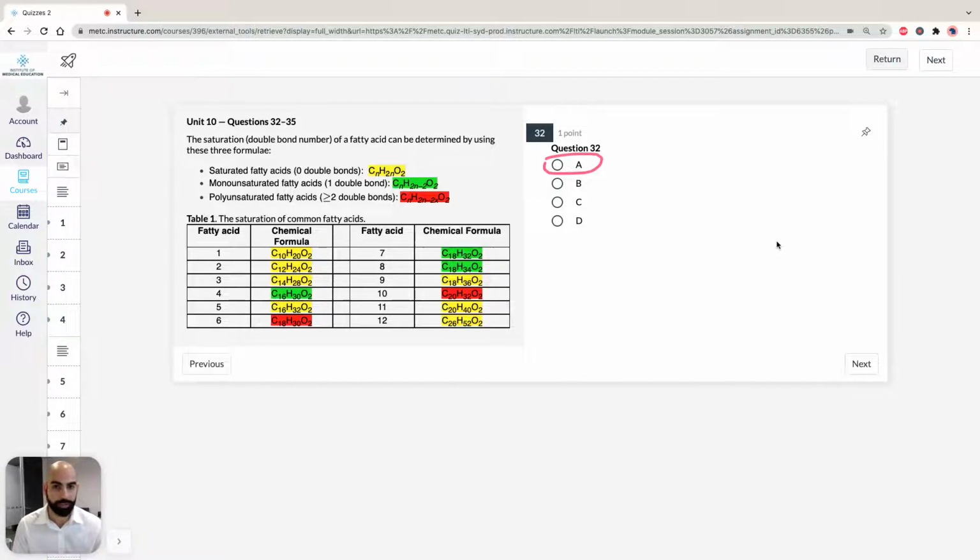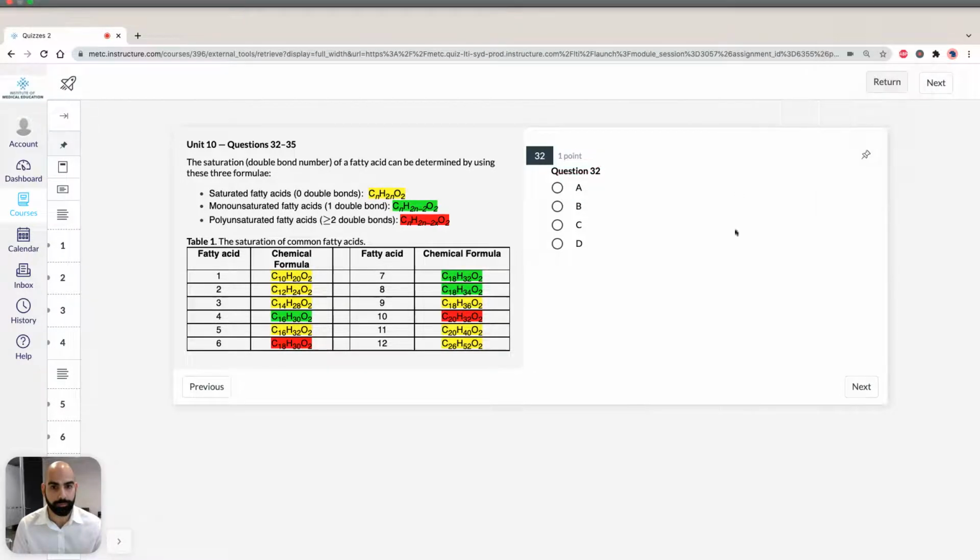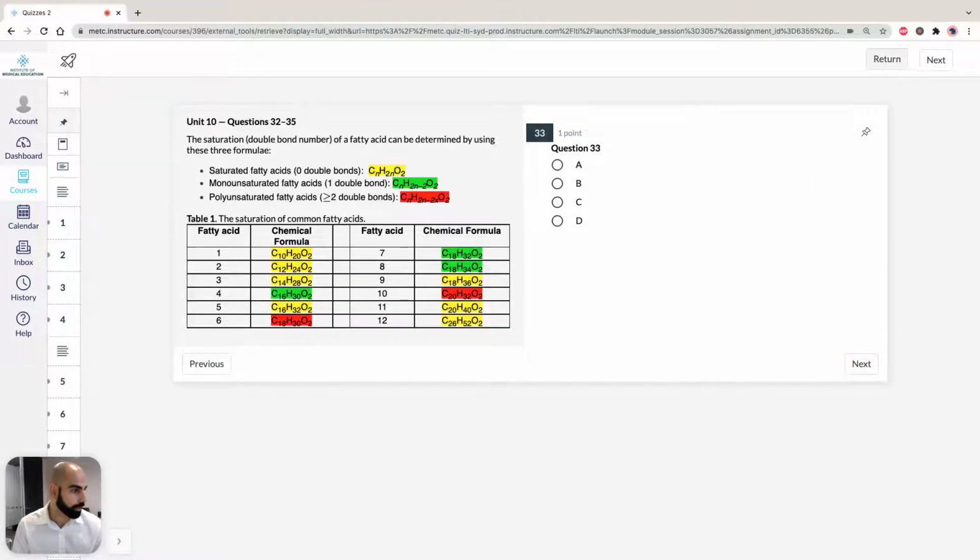So if we move on to question 33, it's the same principle. In the last question, we used this formula. This question is asking us to use this formula because we're looking for arachidonic acid. If we look through the table here, don't get confused with arachidic acid. Arachidonic acid is just above.